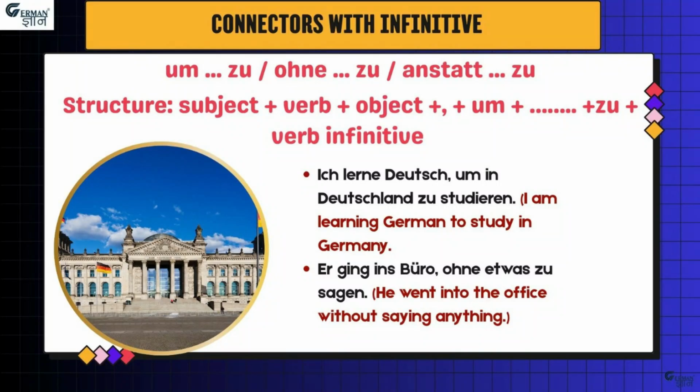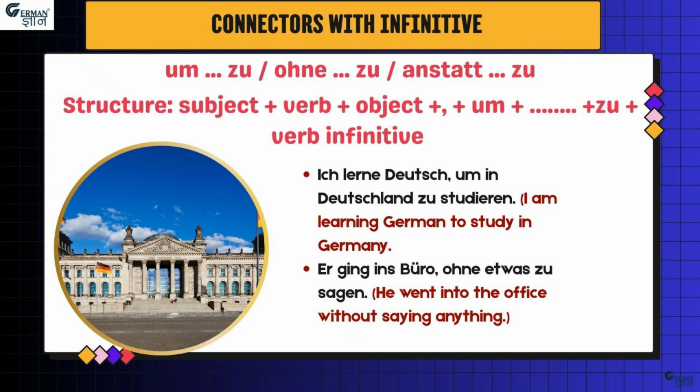Next topic is connectors with infinitive. So there are some connectors which use the infinitive form of the verb. The connectors are um zu, ohne zu, and anstatt zu. And the structure is first you write the subject, verb, and object. That means you write the Hauptsatz, then you put a comma, then write the rest of the sentence, then at the last second place you write zu, and the action verb comes in the infinitive form at the end of the sentence. Now if you are framing a sentence with ohne zu, then instead of um you can just write ohne, and then in the structure of anstatt zu you have to write anstatt at the place of um.